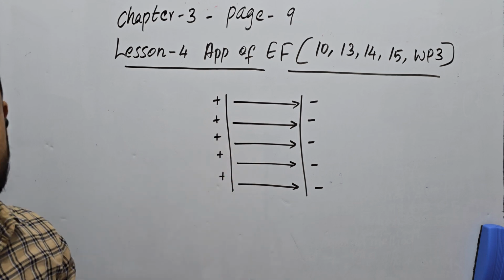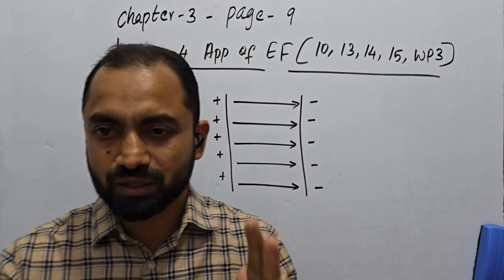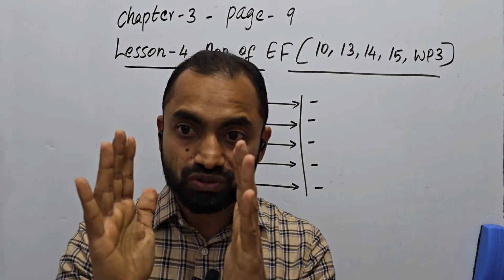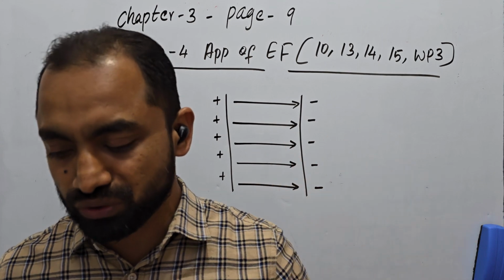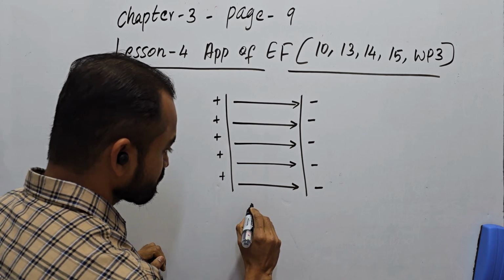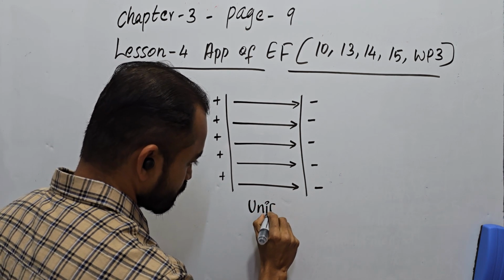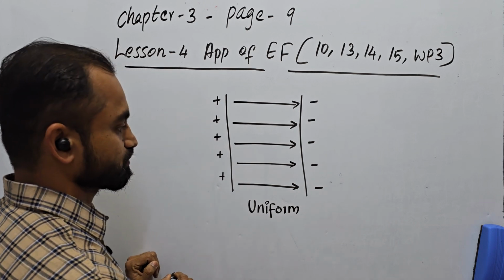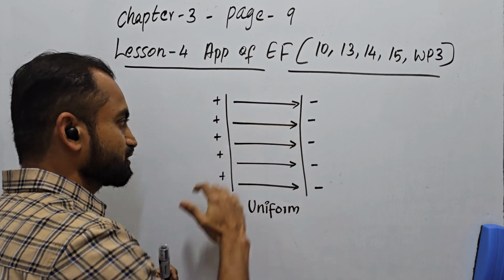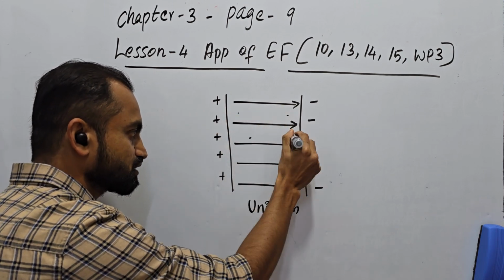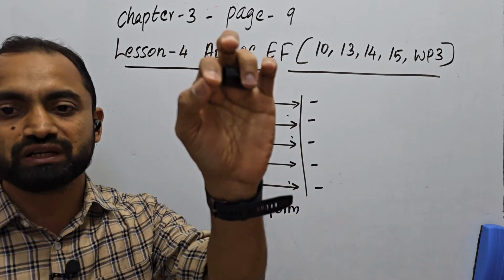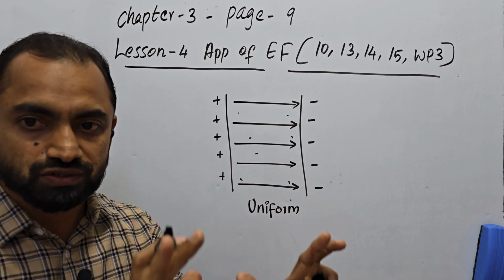So this is a parallel plate arrangement, like two metal plates kept parallel like this. There is an electric field between these two plates. Will this electric field be uniform or non-uniform? The electric field is uniform. What is the meaning of uniform? The strength of the electric field will be the same everywhere. Here, here, here, anywhere between the plates, the strength of the electric field is the same.